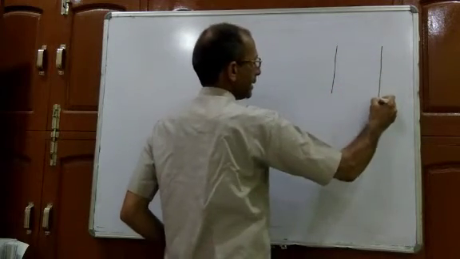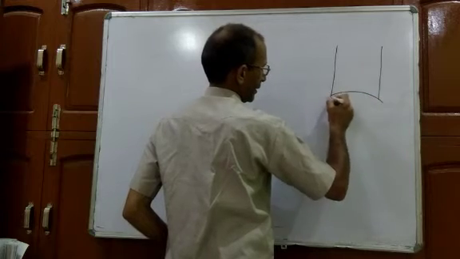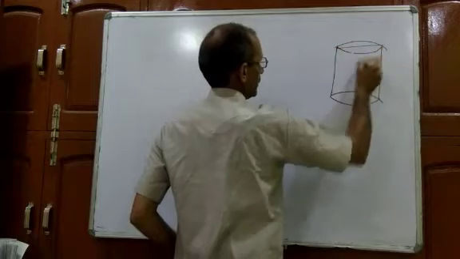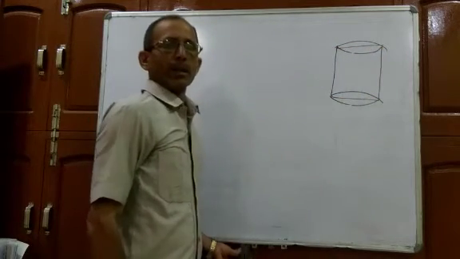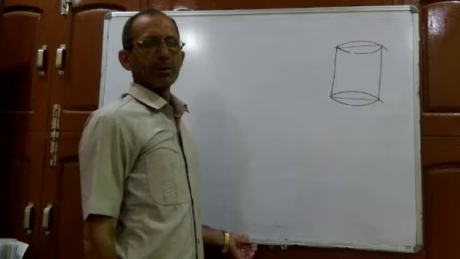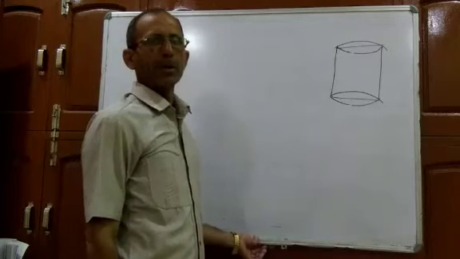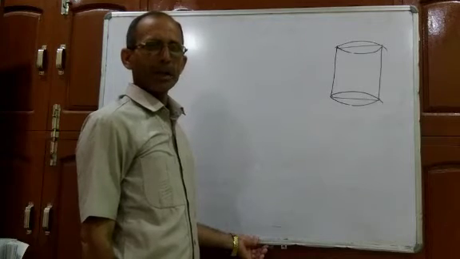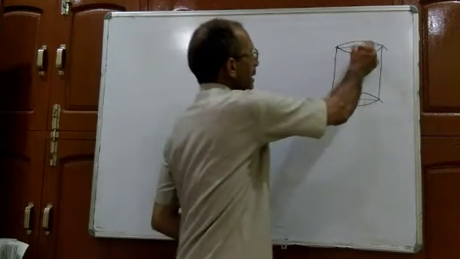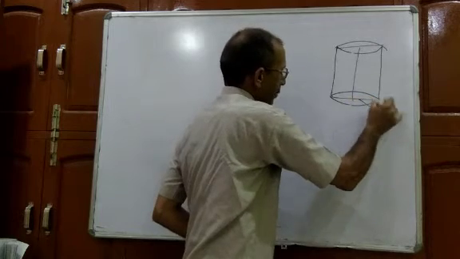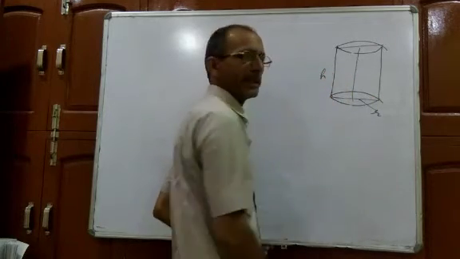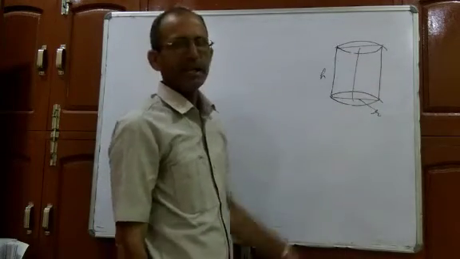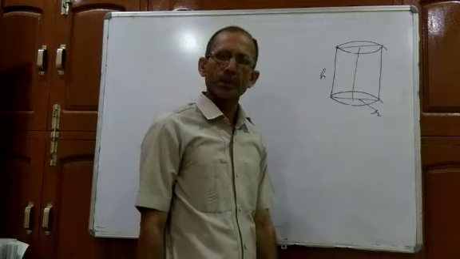So this is a cylinder. About the cylinder, I already discussed it when I talked about the lateral area and total surface area of a cylinder. Now this is the base radius, which stands for r, and this stands for height. For the volume of any solid, if the base area is multiplied by height, we get the capacity of the solid.